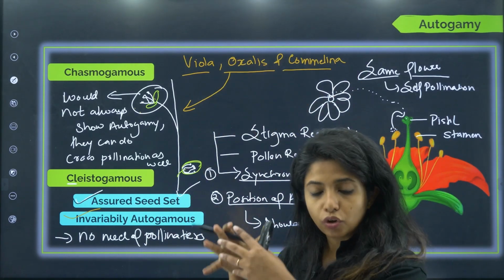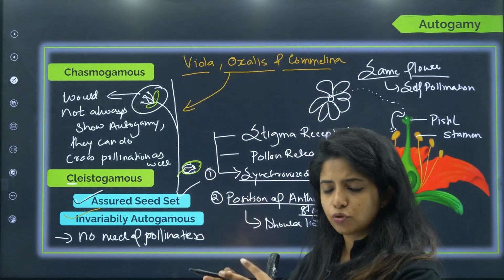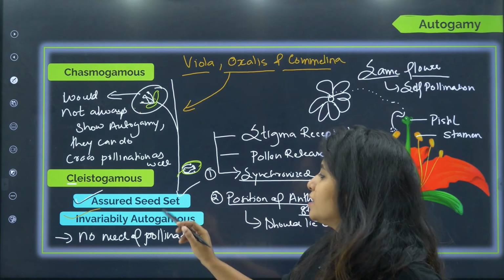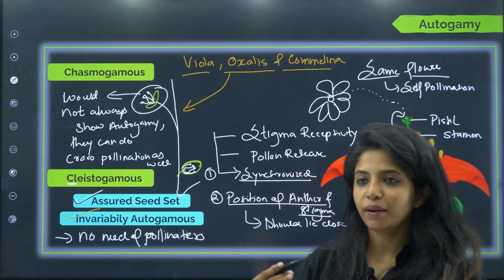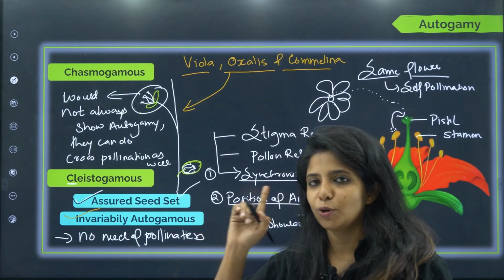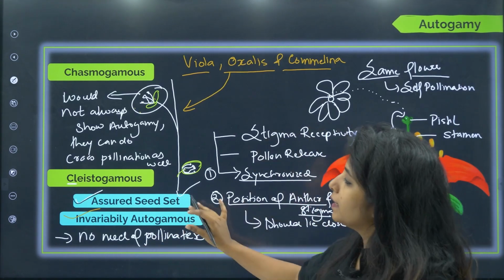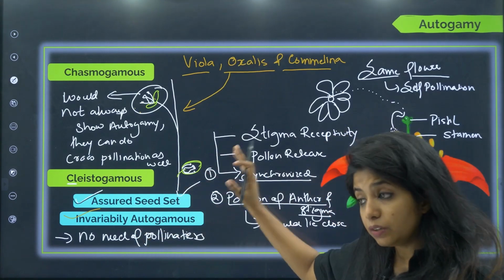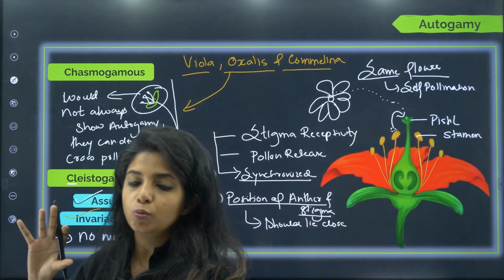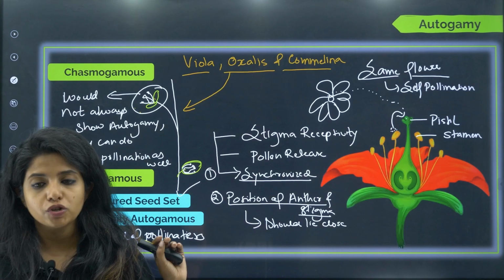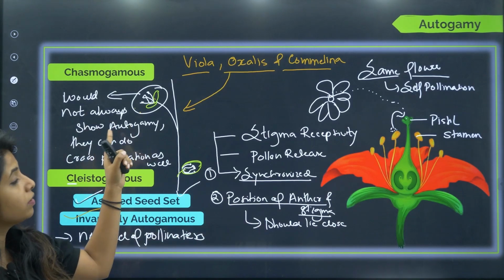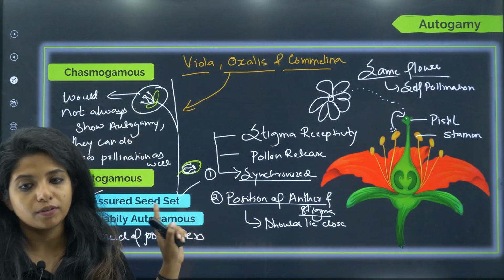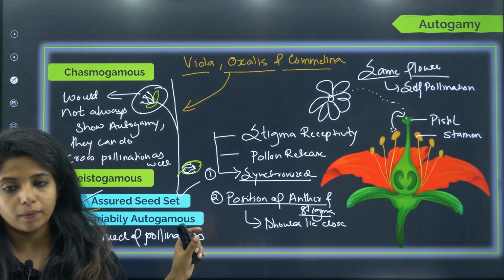Why? Because they are closed, they have the stigma and the style and everything together: stigma, style, pistil, everything, and the stamen. Whenever I say stigma and style, just understand I am talking about pistil. So, basically here there will be a short seed set, and it will invariably be autogamous as well. There is no chance for cross pollination to occur. When I talk about chasmogamous flowers, they can show cross pollination, so it is not always that they show autogamy. That is one thing that you have to keep in mind.